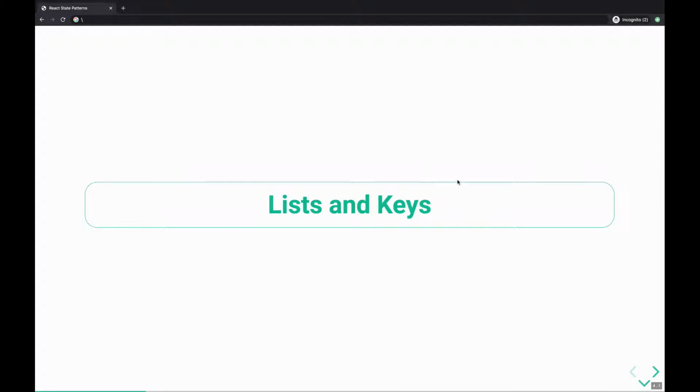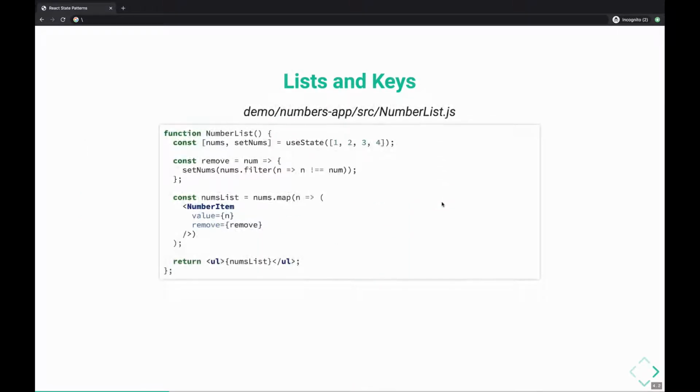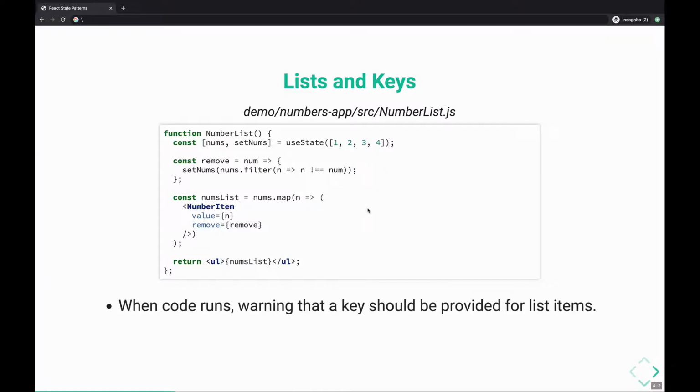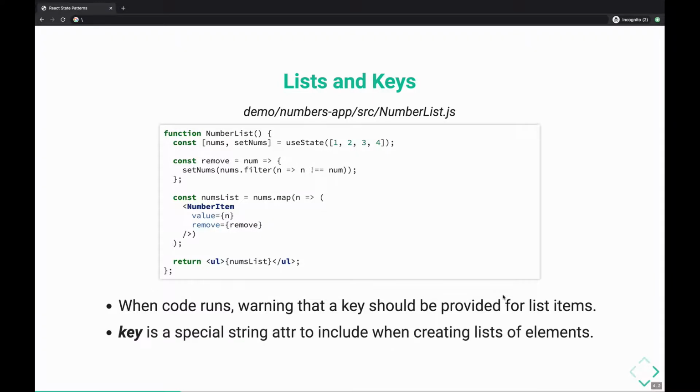Next, we'll return to a topic we've already discussed earlier on, which is the key prop. When we're working with a list and we're rendering a list or an array of similar elements, adjacent elements of the same component, like a number item or a bunch of ULs or LIs or whatever it is, React can get confused and it will warn us if we're missing a key prop.